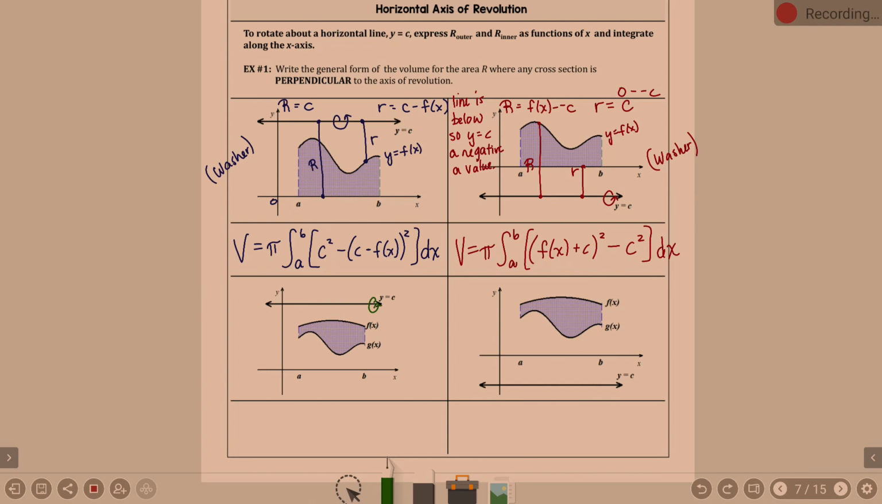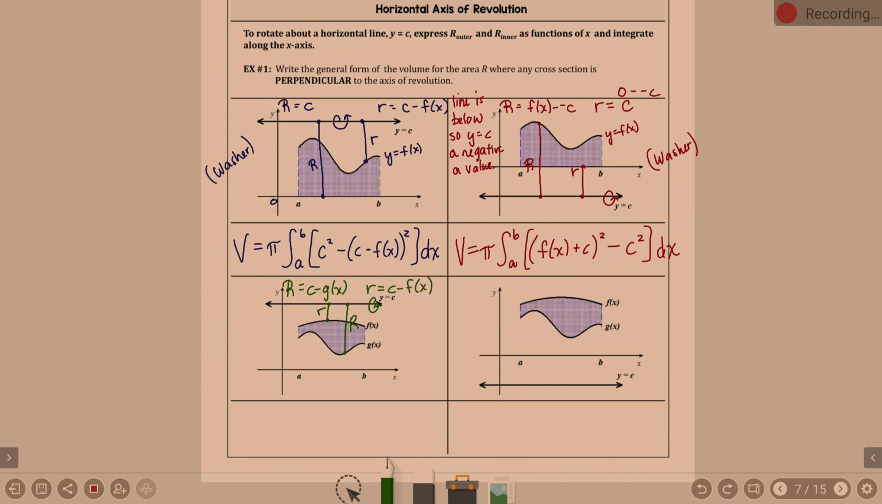Big R is between what and what? G of x. C and g of x. So what'd you say? G of x minus C. C minus g of x. Oh, yeah. And then little r, c minus f. It's the distance between c and f of x. So c minus f of x. Keep forgetting to label big R and little r. I write them in, but I'm not labeling them.